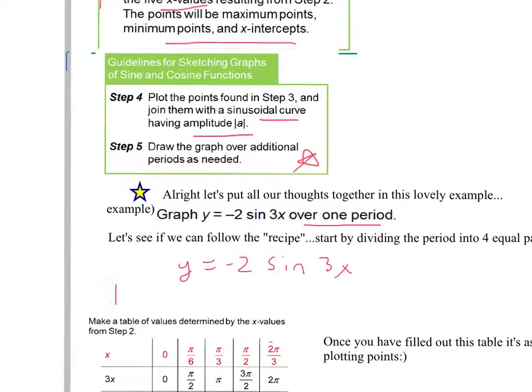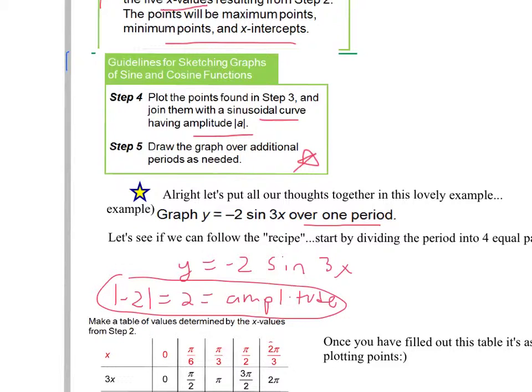Well, right away we know the absolute value of -2, which is 2, is the amplitude. So we can be on the lookout for that. Okay? We also know that 2 pi over beta, where beta is 3 here, so 2 pi over 3, is the period. Okay, now the catchy part.